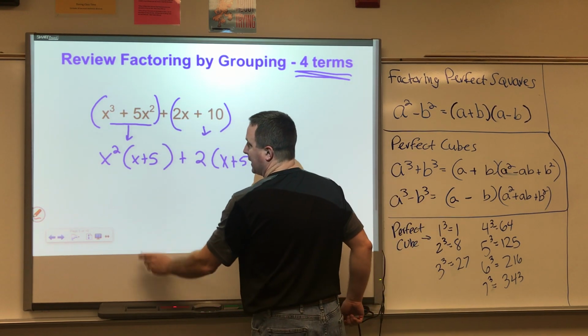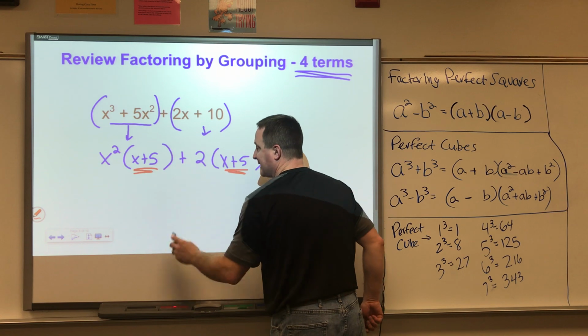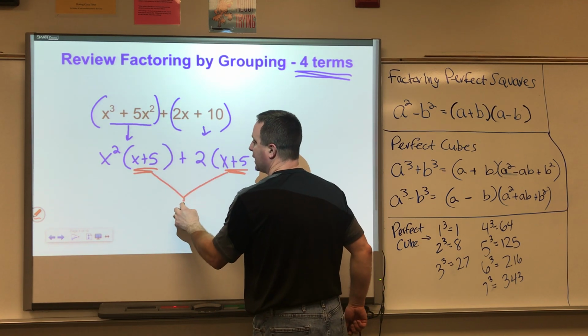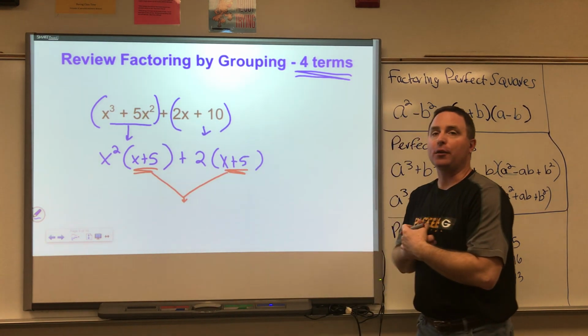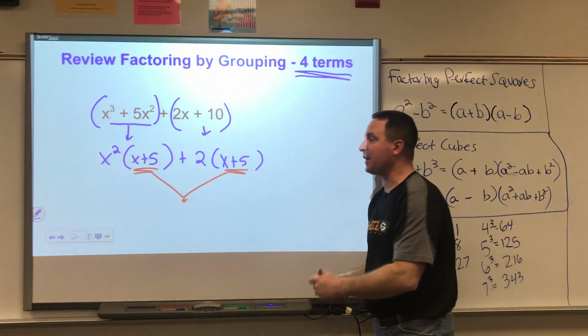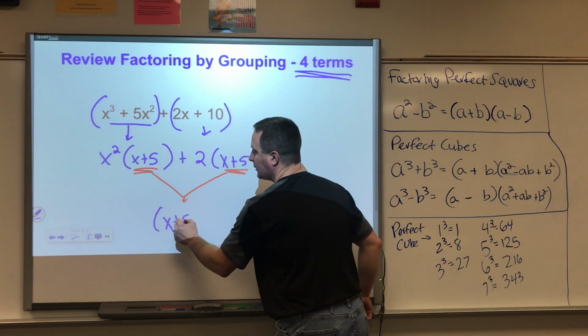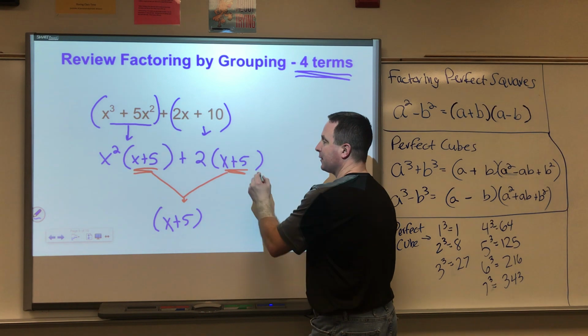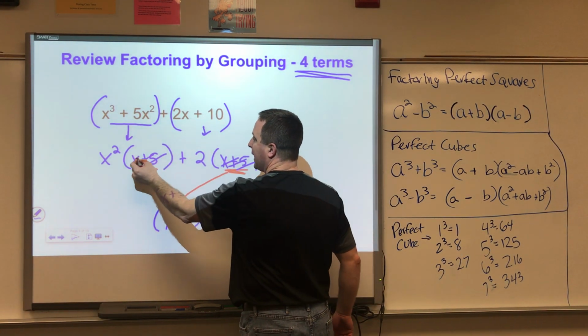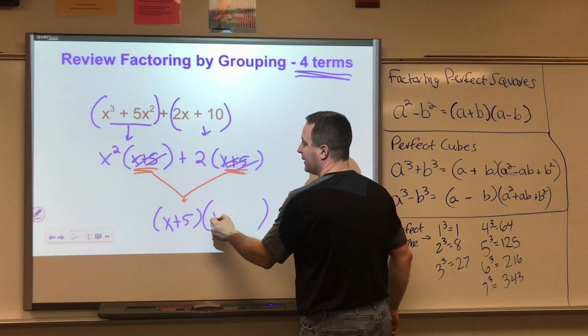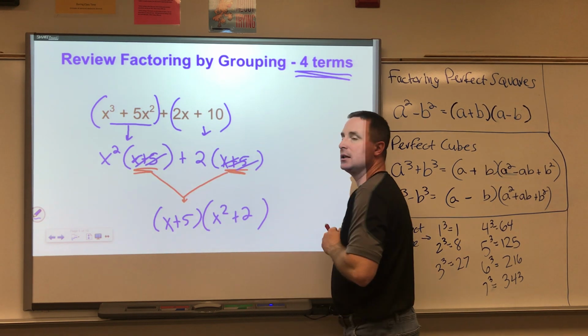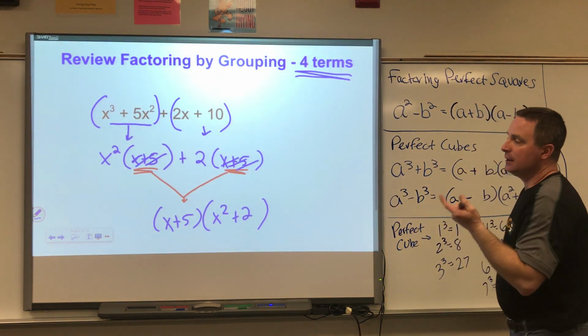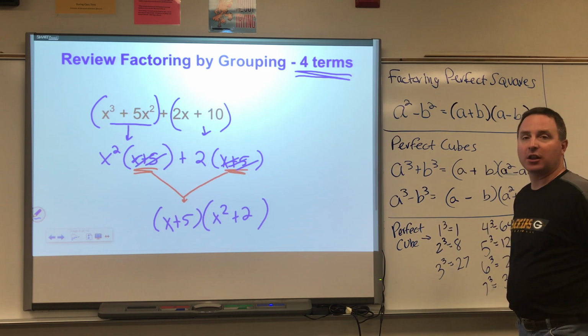Here's the whole key to grouping: they now have a little expression in common. They both have an x plus 5, so I'm going to factor that out. It's kind of 2 greatest common factor steps. When I take that out, you can see what I have left over is x squared plus 2.